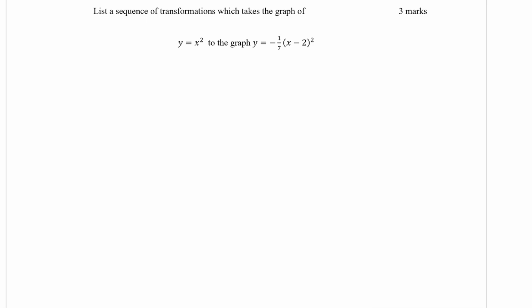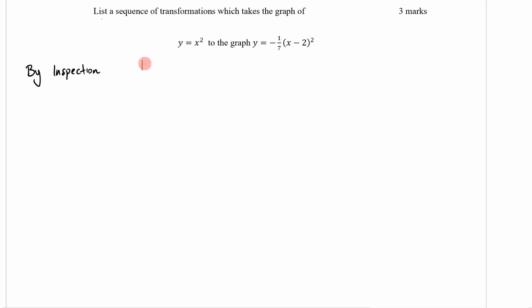Welcome. So in this video, we'll be answering this question before us. It says that we need to list a sequence of transformations which takes the graph of this to this. So whenever you're dealing with these transformation type questions, there are two ways of going about it. The first way to go about it is by inspection. Now this is the easier way, but more prone to error.